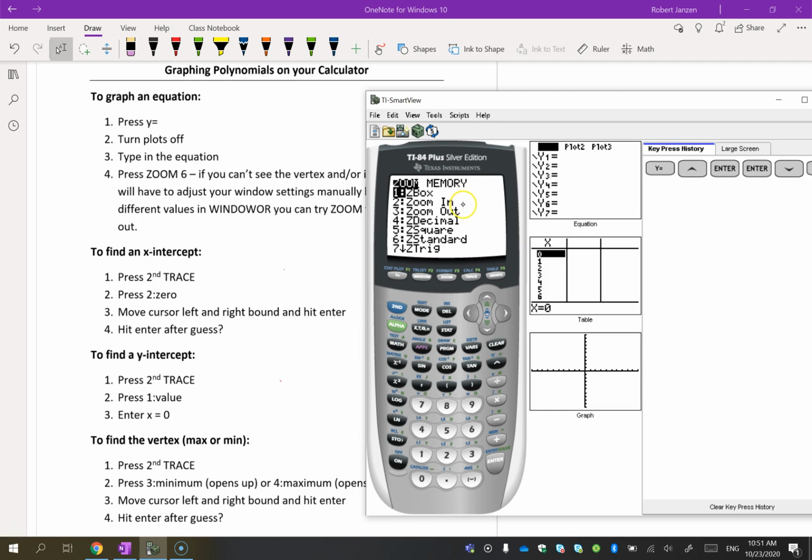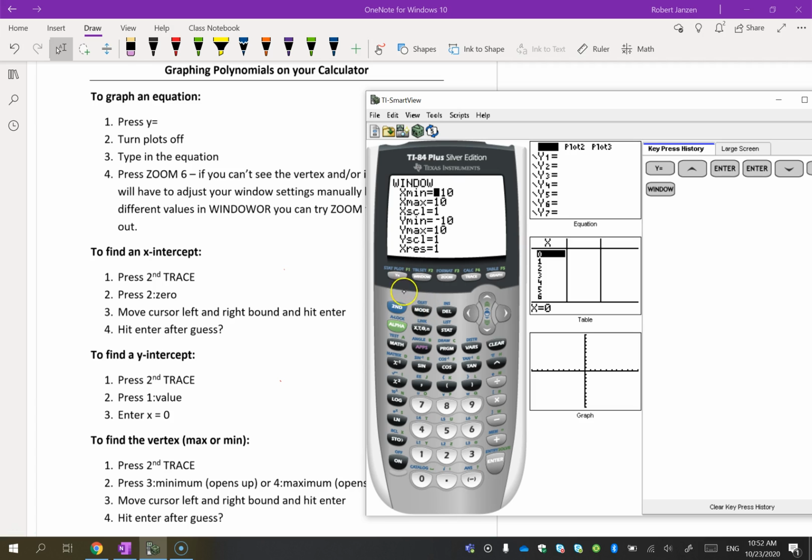You might want to zoom out or zoom in to get closer or further out. And sometimes we can adjust the window manually. So here's the window. This is a standard window. If you go zoom standard, this is kind of what you get. Sometimes we want to look at a bigger screen, and we'll do examples of that.